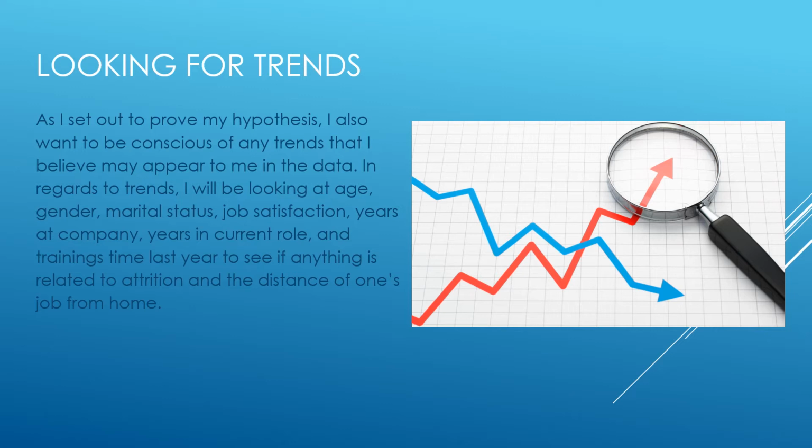So, looking for trends. When looking at my hypothesis, we want to also be aware of the other variables, such as gender, marital status, job satisfaction, years at a company. These various variables are also going to contribute to attrition, and we want to see how they compare to the distance from home to work. So we want to look at various things and not just focus on one thing.